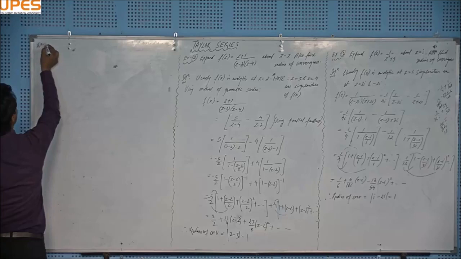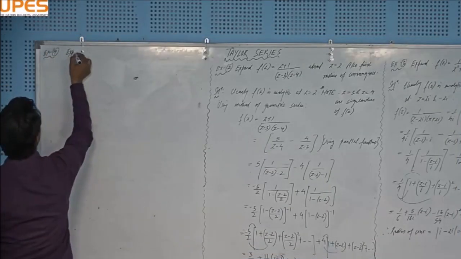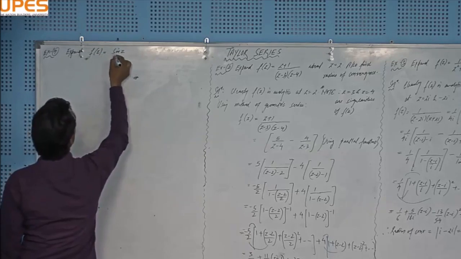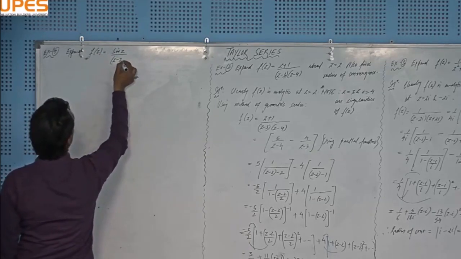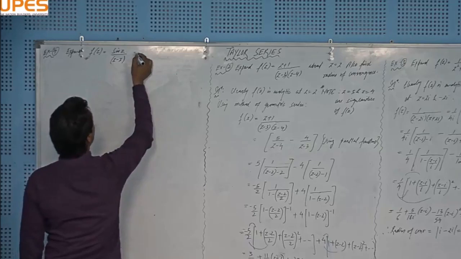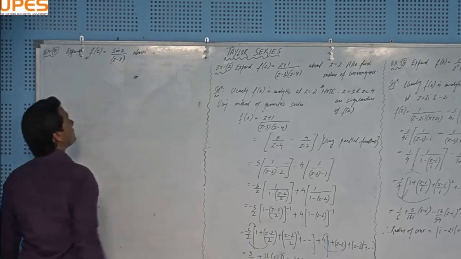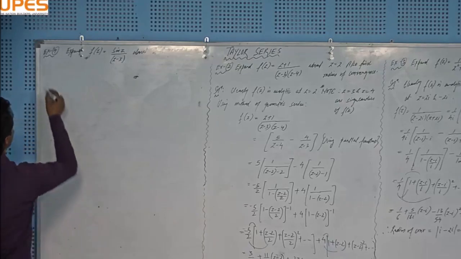Example number 4. Expand f(z) equal to sin z over z minus pi about z equal to pi. Solution.